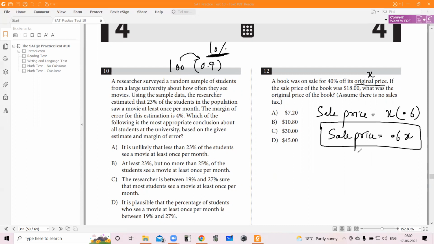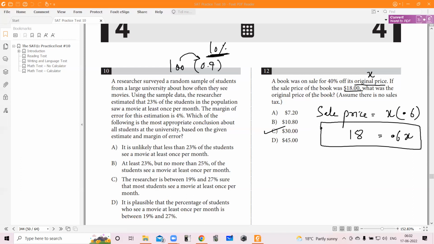Okay, if the sale price is $18, I can easily plug in. 18 is equal to 0.6 X. Exactly. So 18 divided by 0.6, correct. 30. Option C.